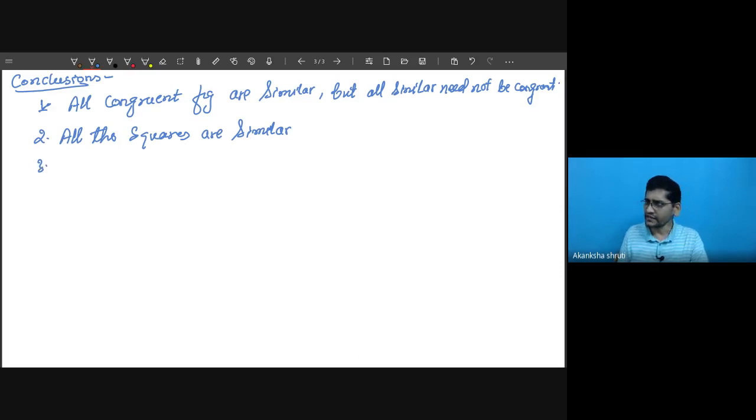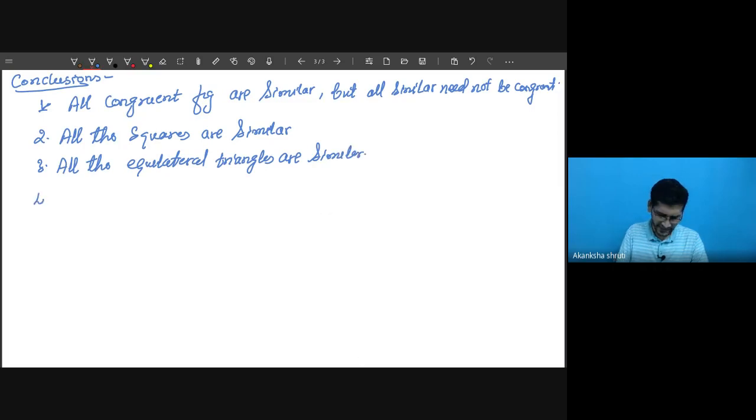For the triangle, which type of triangle is always similar? Equilateral triangle, because each of the angles is always 60 degrees. All the equilateral triangles are similar.